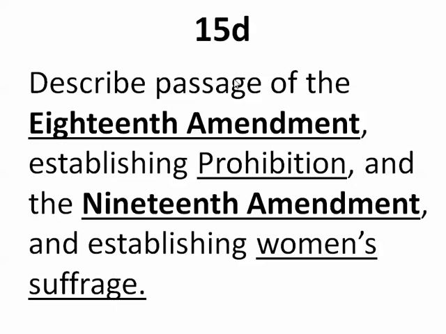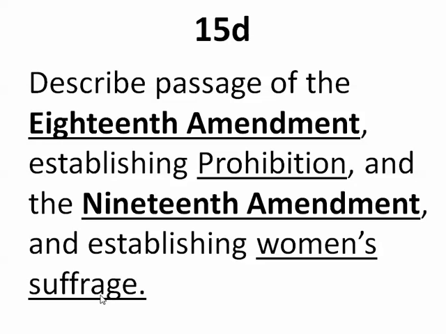All right, let's talk about Standard 15, Substandard D. Describe passage of the 18th Amendment establishing prohibition and the 19th Amendment establishing women's suffrage. We've talked about suffrage before. It means the right to vote.